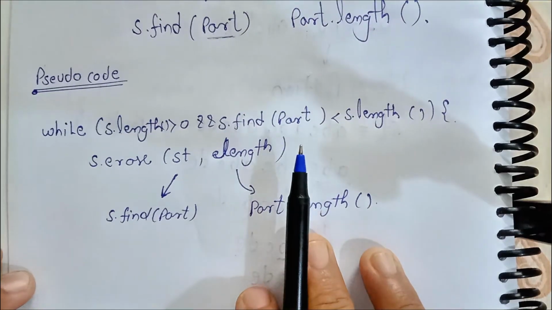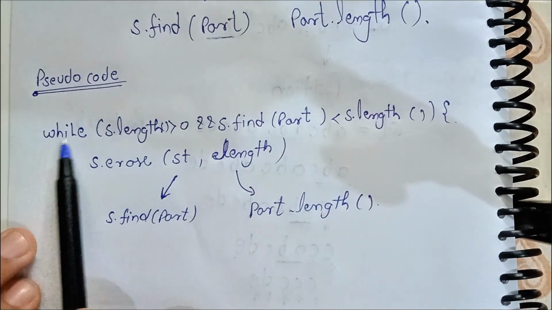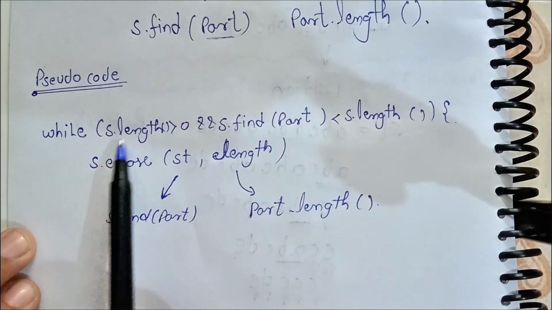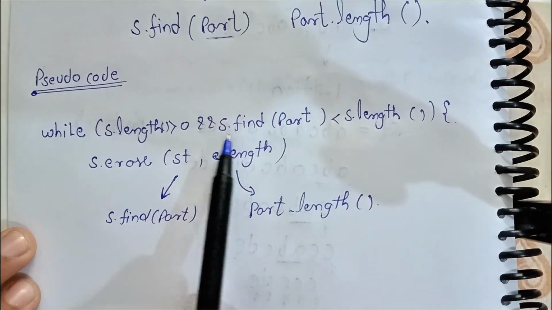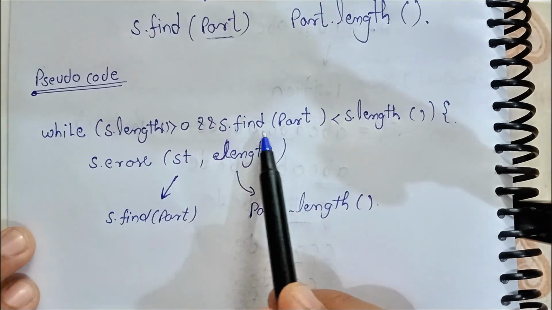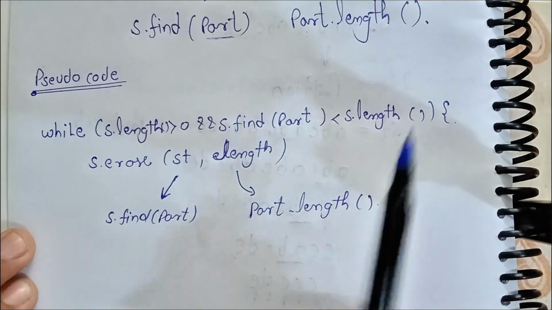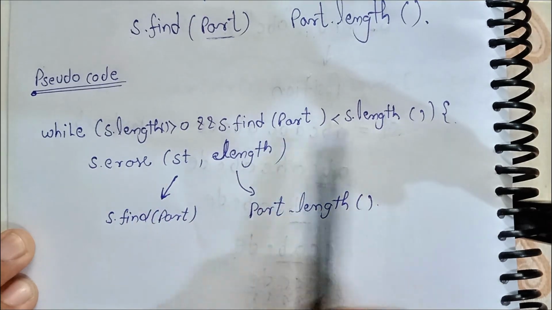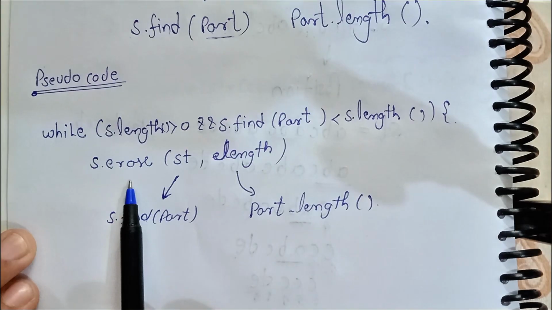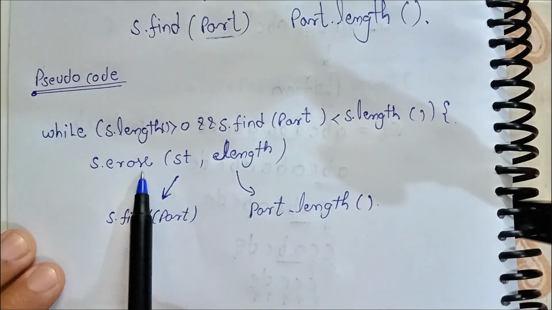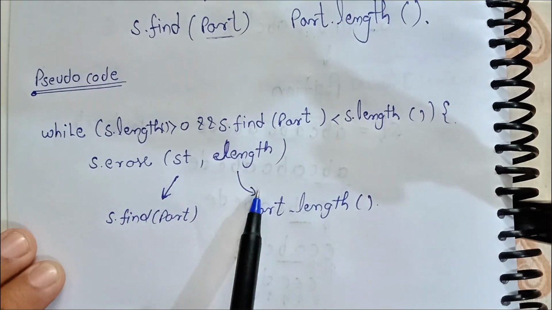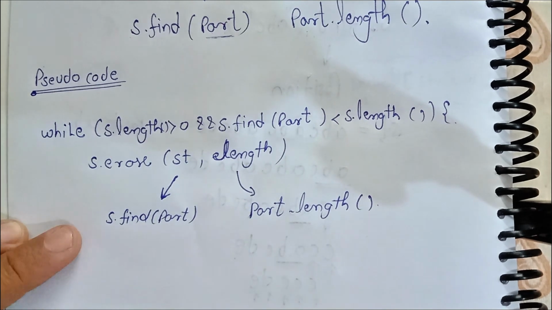So the pseudocode of that problem is like this: we have one while loop. Here we check that the string length must be greater than 0, and the substring length should be less than the string length. If this condition holds, we move inside the while loop. Here we will erase using the starting index and the length of that string. That's it. Moving to the coding part. We have already done the logic part. Let's move to the coding part.